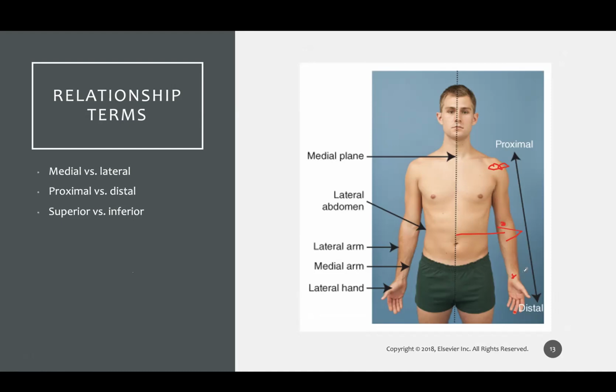But you can say, for example, if we're talking about the proximal forearm, what that would mean is this area of the forearm, the area closer to the point of attachment of the arm in general. Or if we were talking about the proximal humerus, so here's the humerus, the proximal humerus would be here, the distal humerus would be here. Same with the femur and so on.